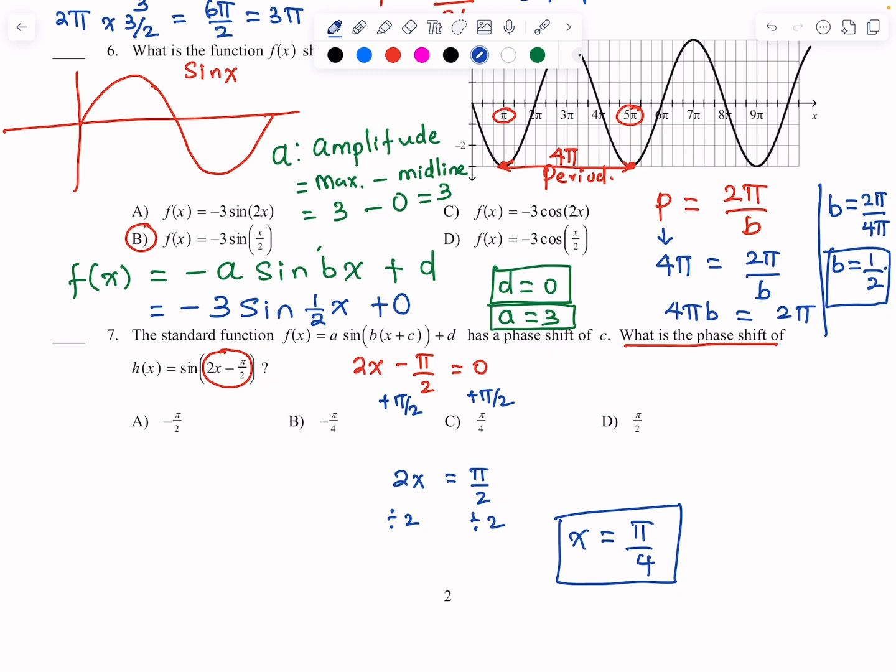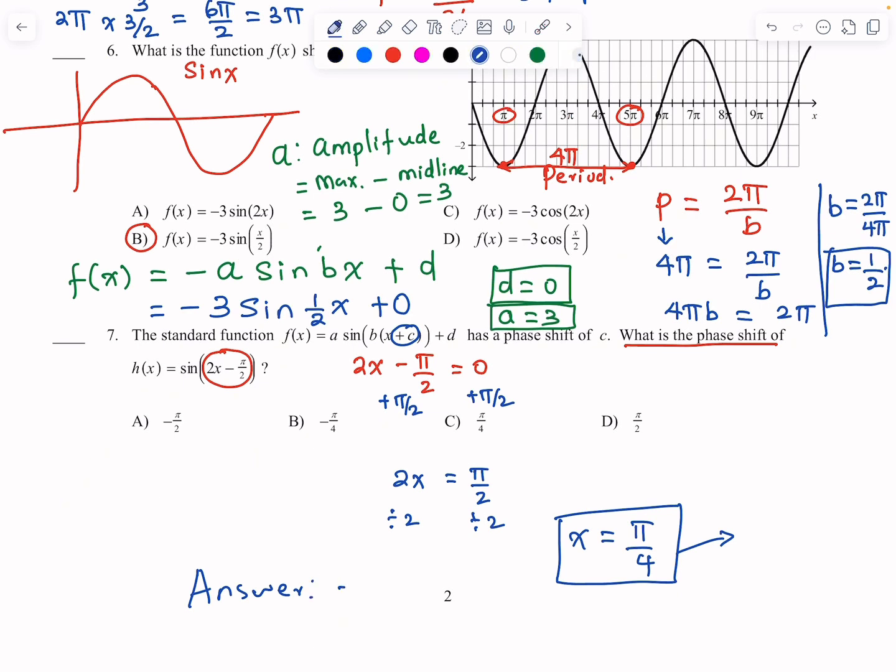Now be careful on this one. Is that the final answer? No, but it says that we should write it in this form, right? So if you're writing that in that form, it means that this should have been the opposite. So our answer now will have been the opposite of this right here.